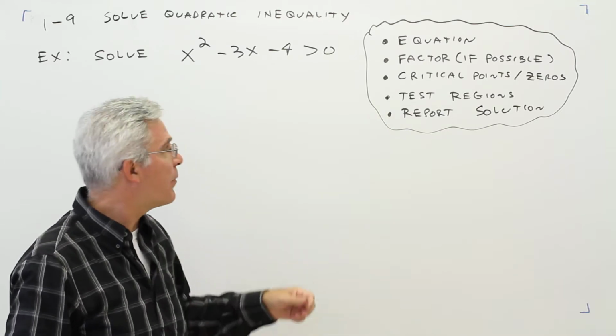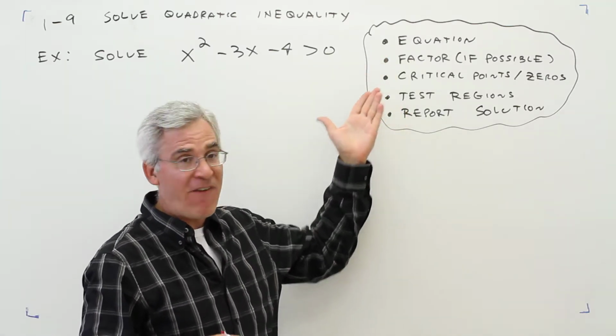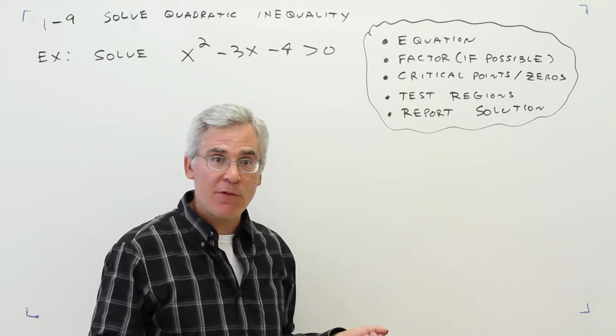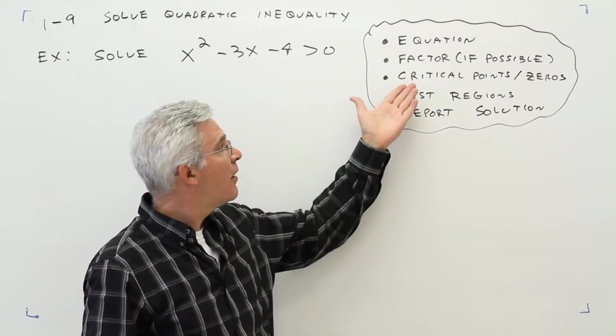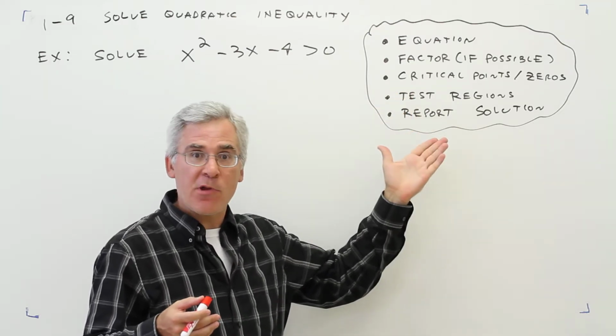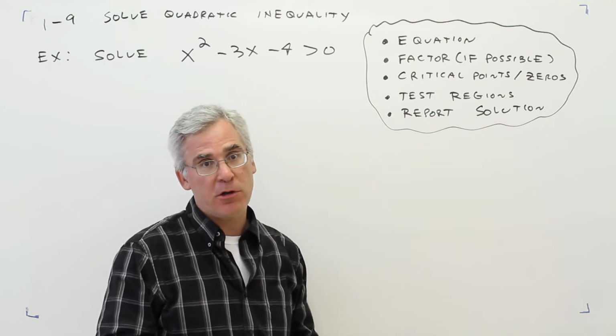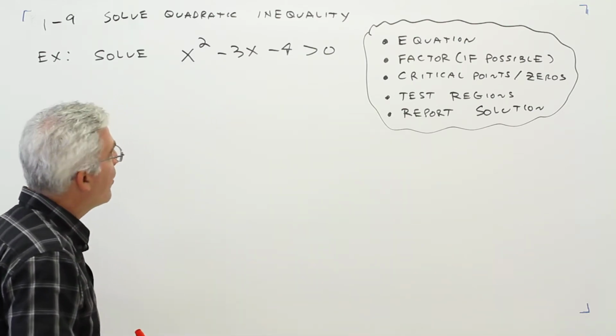Here's the basic steps. First, make it an equation. Then factor if possible. If not, you've always got the quadratic formula. Find the critical points or the zeros. Test the three regions. Report the solution with the regions that are good. All right, so here we go.